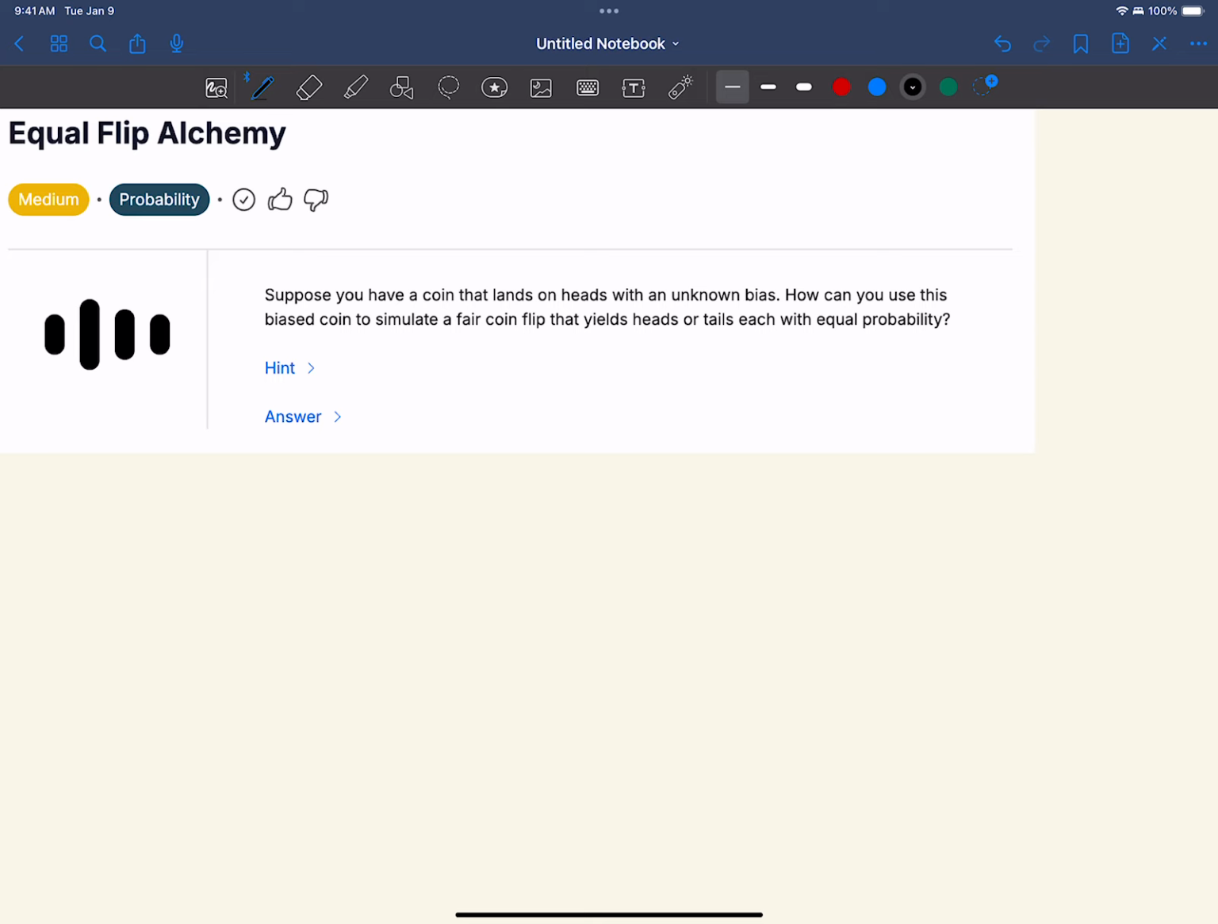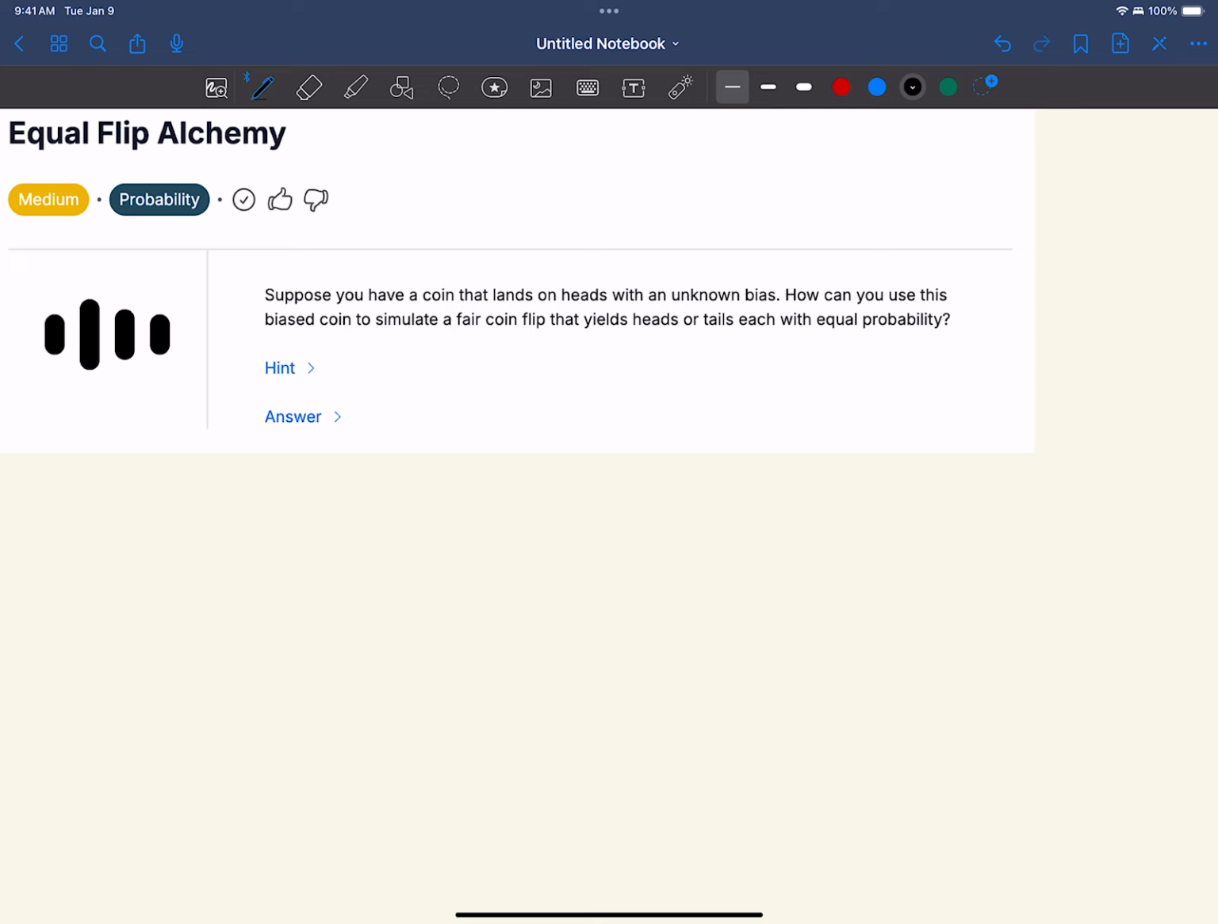Today we're going to be looking at a problem on coin flips. This is a really common problem on quant interviews, and it's pretty straightforward once you know the solution, but it can be kind of tricky to figure out how to get there. So let's dive right in.